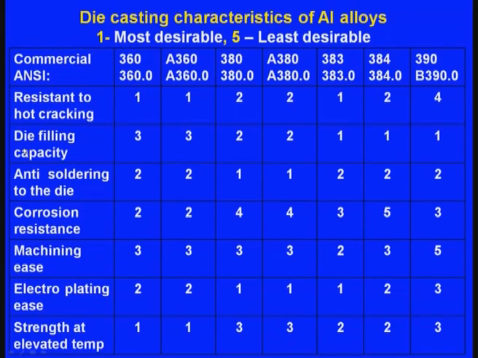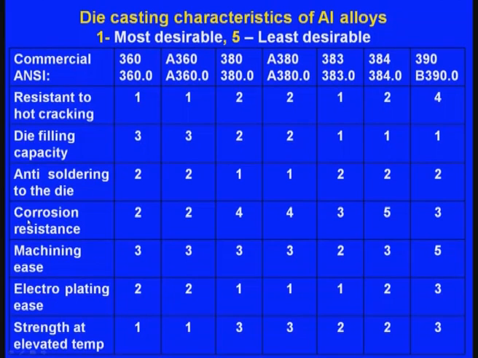Next one, die filling capacity. When this is the characteristic, A360 and 360.0 is in the middle. Again, A360 and A360.0 is also in the middle. A380 and A380 alloys are close to most desirable, whereas 383, 384 alloys are most desirable. These are most desirable. Next one, 390, B390 is also most desirable.